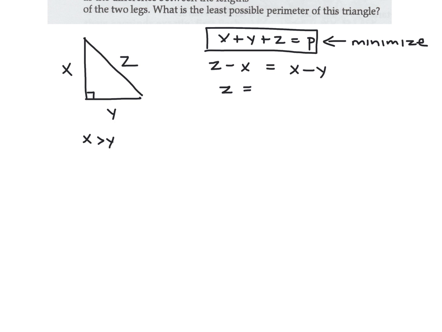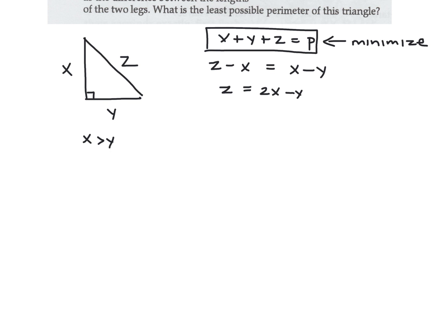Z is equal to, with this equation, 2x minus y. And where do we go from here? I think that's all we have.